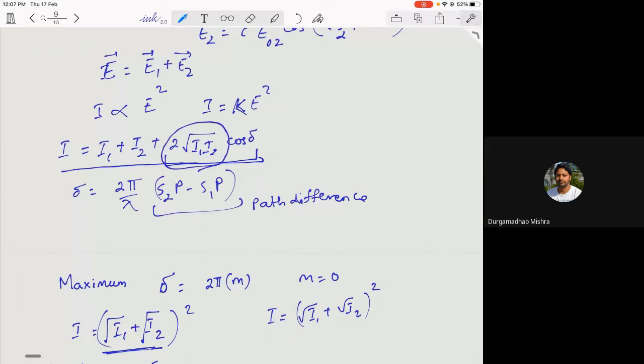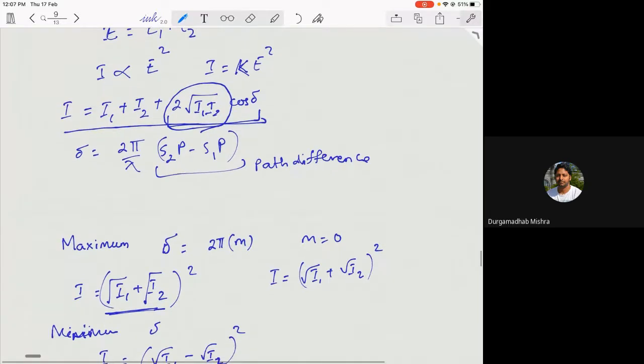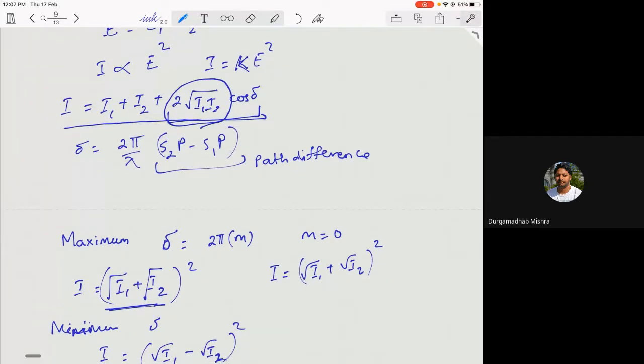It is not just a simple sum of I1 plus I2 for the central bright fringe. So when m is equal to 0, the intensity will still have a component that is not just the simple sum of I1 plus I2. So I1 plus I2 plus one extra term is there. So it is even more compared to your incoherent light, because you have some additional term here. So that's why it is very different from your normal.